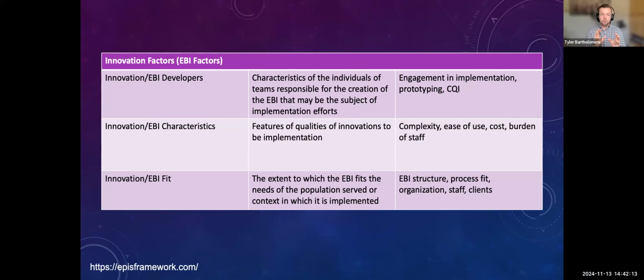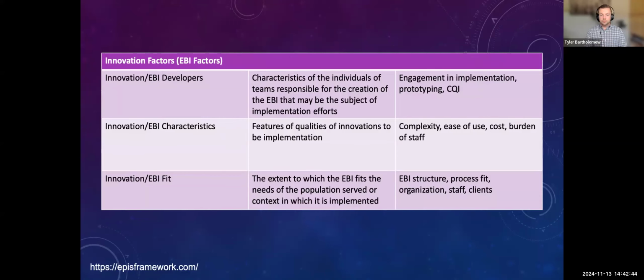So this is when we think about determinant frameworks in CFIR, complexity of an intervention will directly correlate with whether or not the intervention will be implemented. So we find that interventions that are easier to use will be more likely to be implemented. Those that are lower cost are more likely to be implemented, and those that are lower burden to staff. So again, the characteristics of the intervention itself can actually impede its implementation as well.